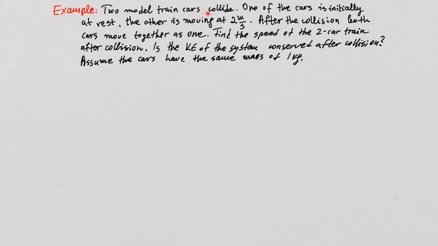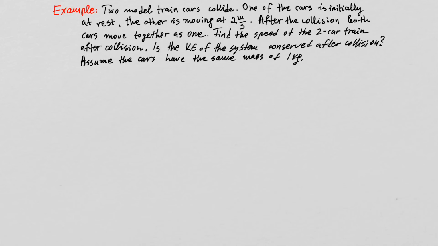Two model train cars collide. One of the cars is initially at rest. The other is moving at 2 meters per second. After the collision, both cars move together as one. Find the speed of the two-car train after collision. Is the kinetic energy of the system conserved after collision? Assume that the cars have the same mass of 1 kilogram.